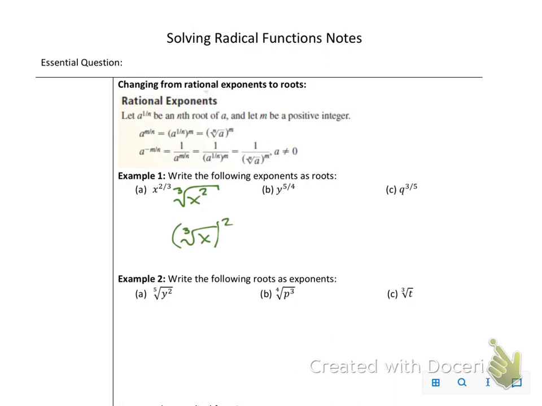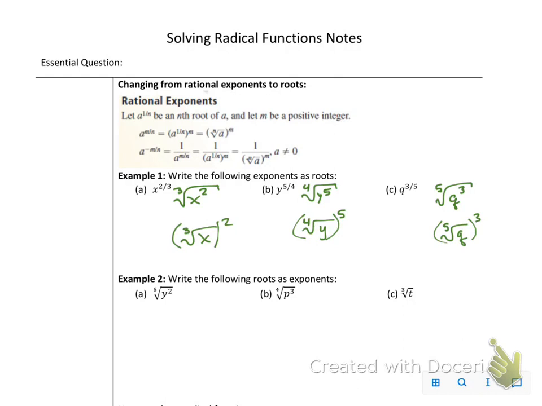So let's do that again. 5 is the numerator, so we have y to the 5th power. 4 is my denominator, so that's my root. And again, you can write that as the 4th root of y to the 5th power. One more time. 3 is my numerator, so it's q to the 3rd power. 5 is my denominator, so that's my root, and that's how you rewrite it. And again, you could also do the 5th root of q to the 3rd power.